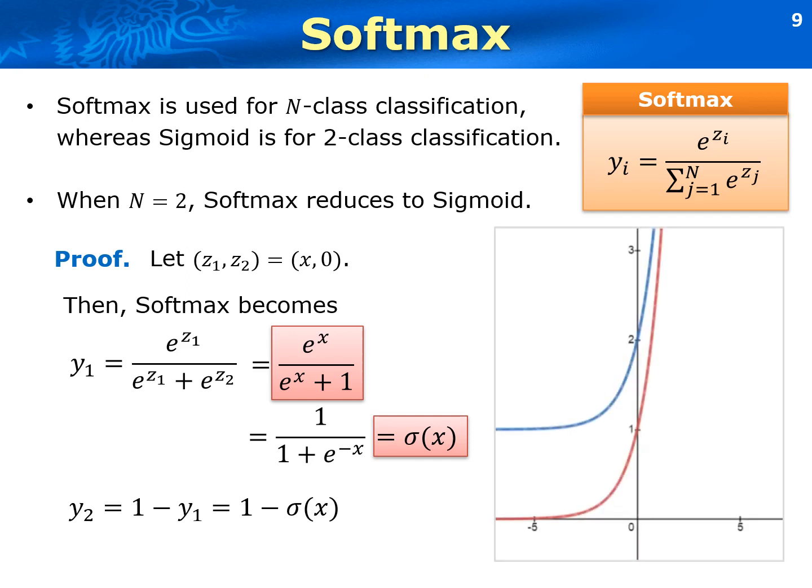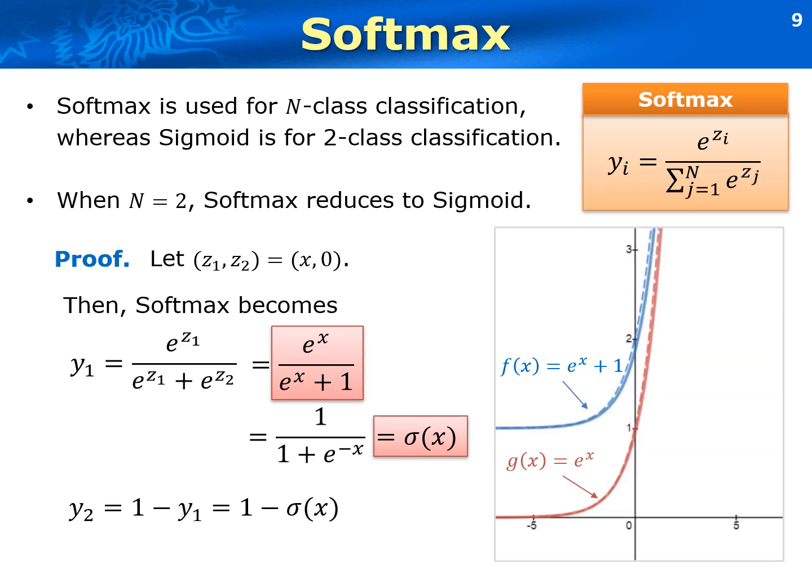Let's depict these 2 functions in different colors. The red curve is e to the x, and the blue one is e to the x plus 1. We now squeeze both curves using the same ratio. We can see when the blue curve is squeezed into the horizontal line y equals 1, the red curve becomes the sigmoid function. This actually shows an alternative way of looking at the sigmoid function, which is the exponential normalization of e to the x and 1.